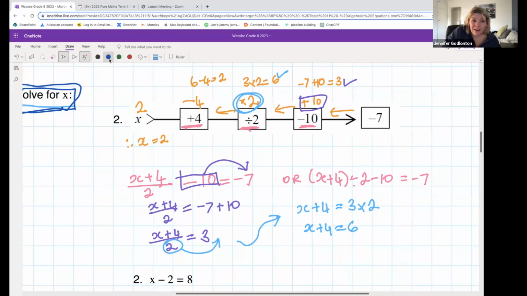And then the very last step is all we're going to do is take this 4 over, and it was plus, and now we are going to minus it. So we're going to say x is equal to 6 minus 4, which means x is equal to 2.